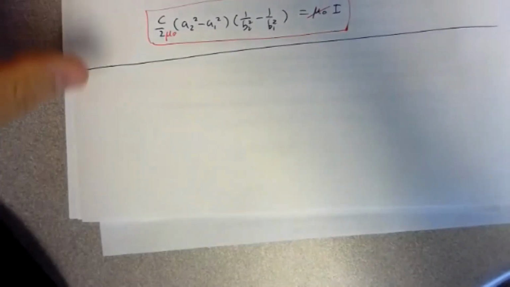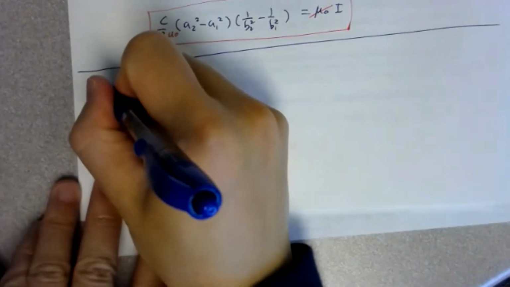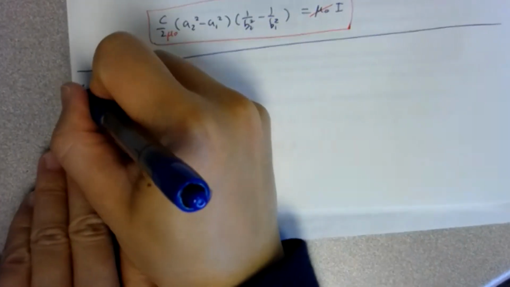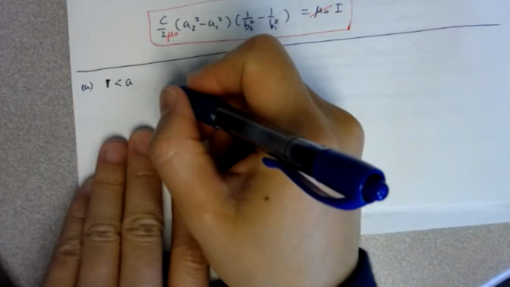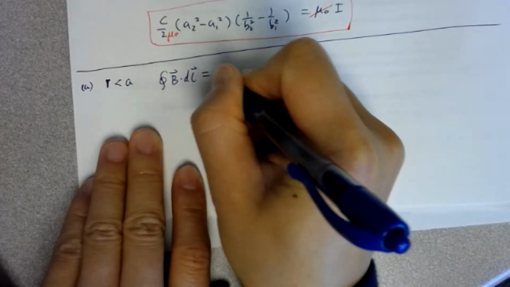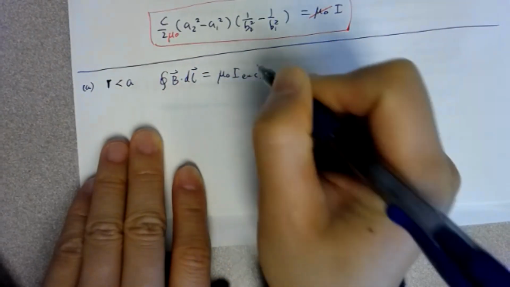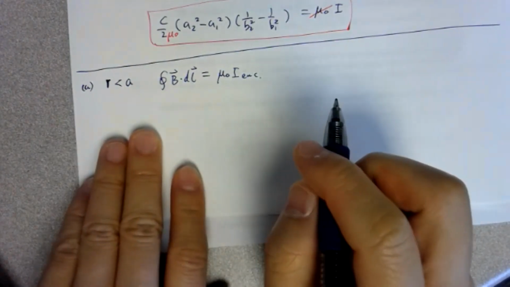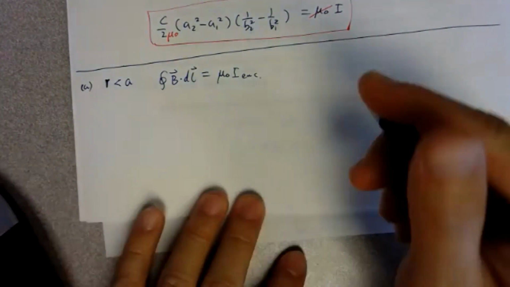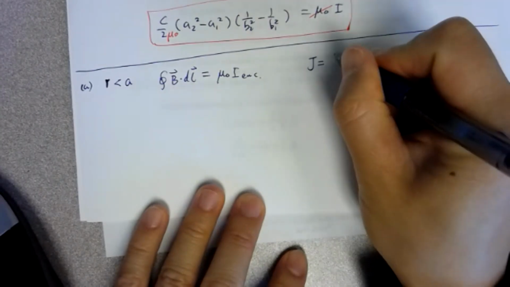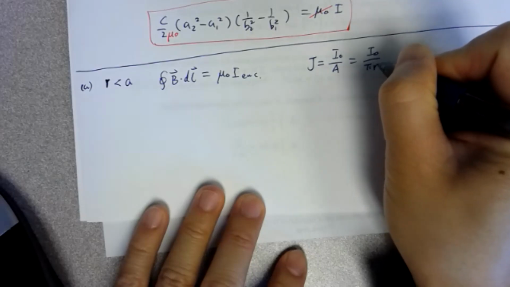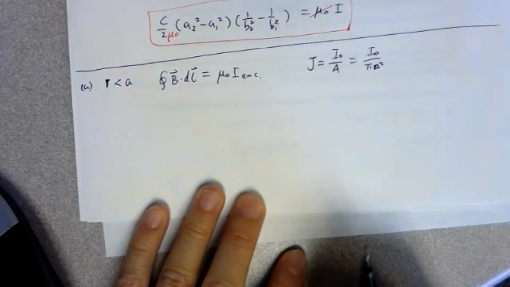So for the scenario of R less than A, let me call it the first part. Use Ampere's law, okay, where you can do B dot dl equal to mu naught I enclosed. Okay, so in this case, we probably will be doing this using current density J. We'll be using I divided by the area. Okay, so I divided by the cross-sectional area pi a square. That's the current density.